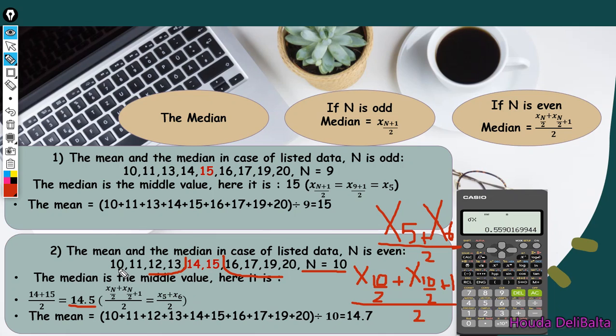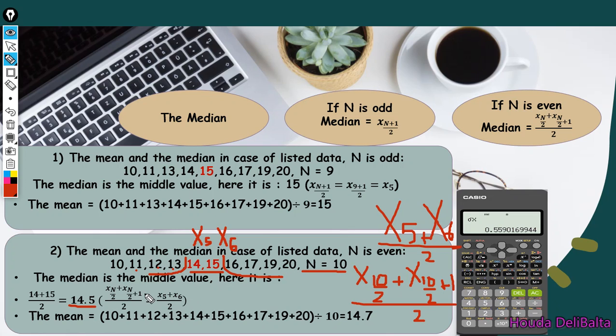Let's count. This is x1, x2, x3, x4. Here is x5, 14 is x5, and 15 is x6. So all I did is add x5 and x6 together and divide them by 2. So I'm going to get 14.5, which is not necessarily a value among these values. It's just a value in between 14 and 15. And this is the middle value for this listed data.